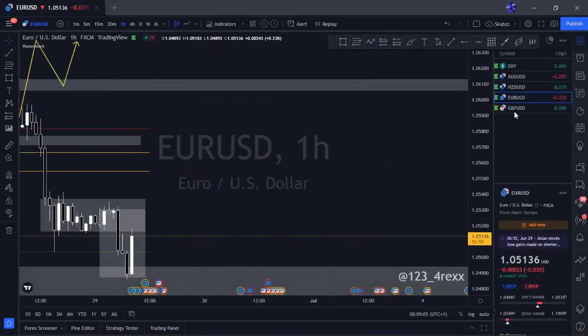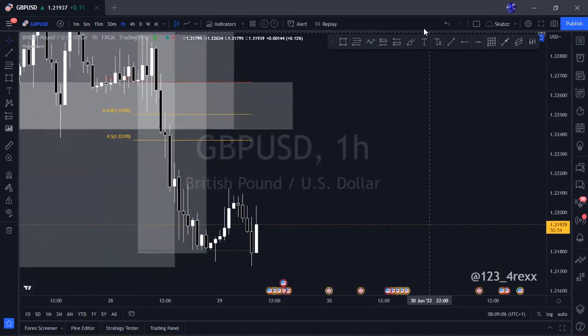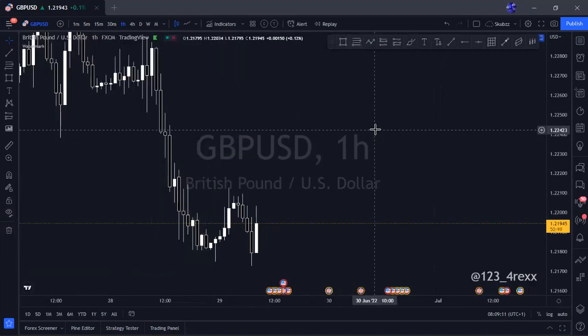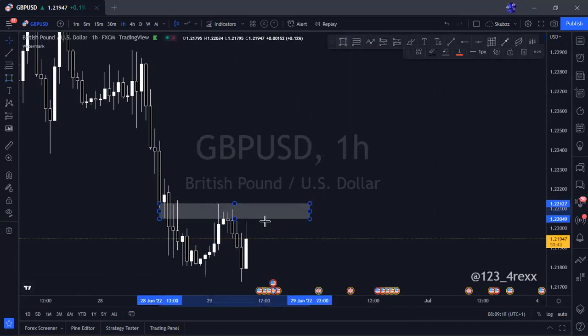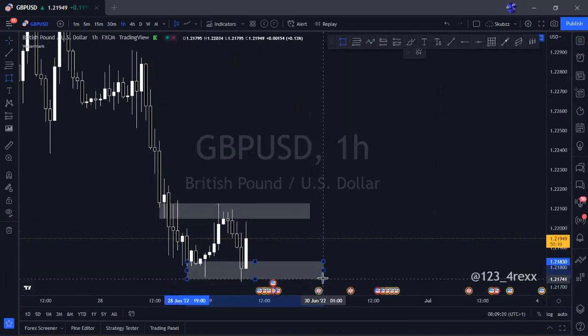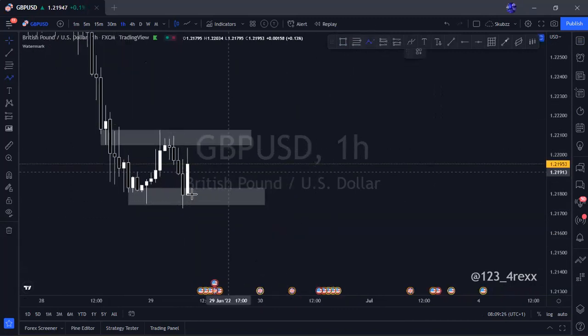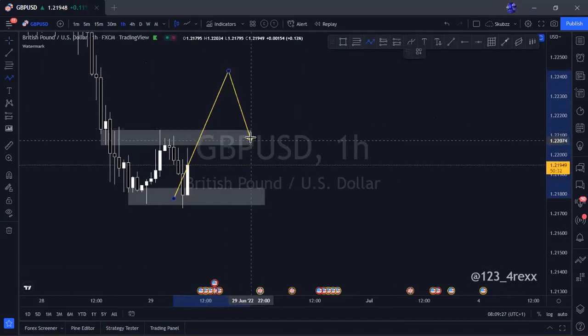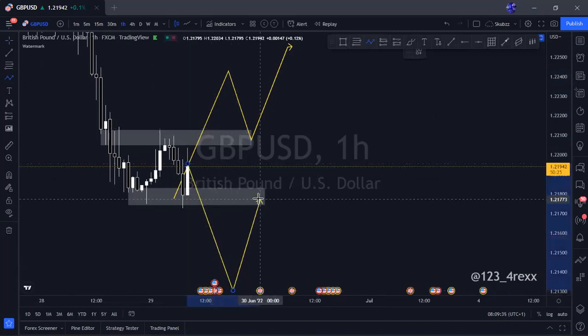Then GBP USD. Oh, nice. Same thing with NZD USD. Let me clear all these things, looking very dirty. Same thing with NZD USD. I am going to highlight these areas here, and then the bottom here, and wait to see where price will break out of first. If it breaks to the upside, that's a shift. And if it breaks to the downside, that's basically a continuation of the trend.